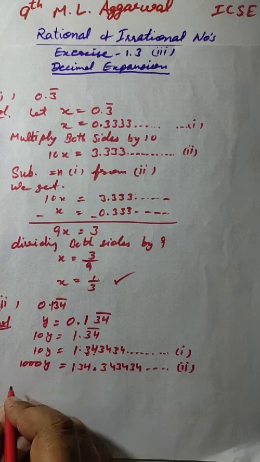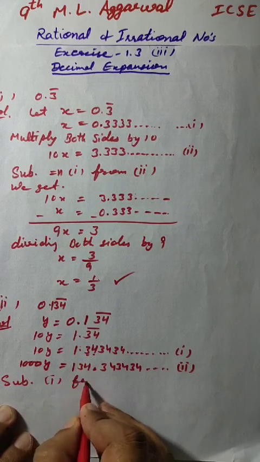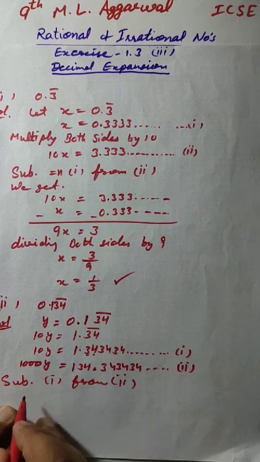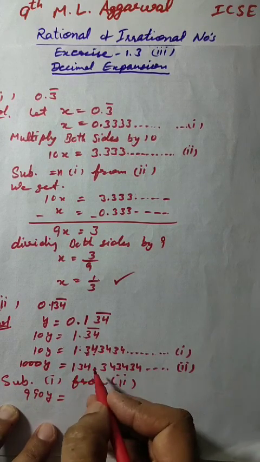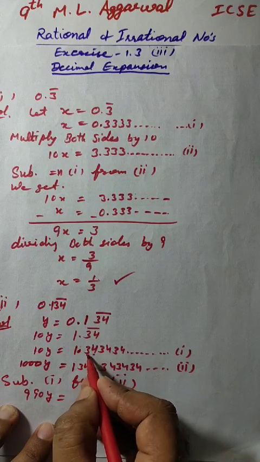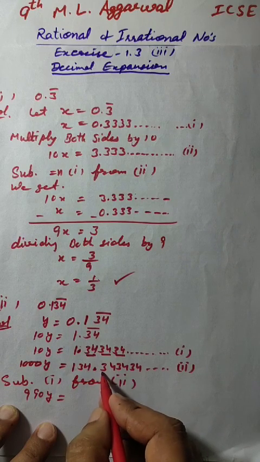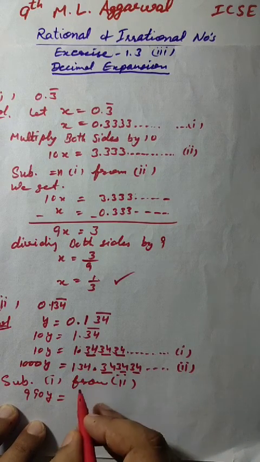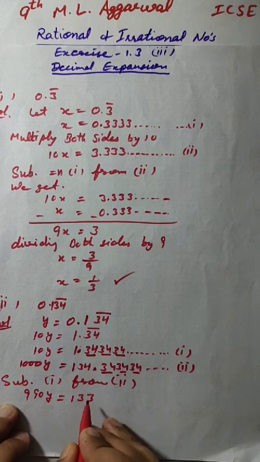Now again subtracting 1 from 2. If we subtract 10y from 1000y, we'll get 990y. And if we subtract, you can see here that after the decimal the repetition of a couple of digits is repeating again and again in the same way in the second equation. So the digits after the decimal will become 0. So we are left with 134 minus 1, that is 133.